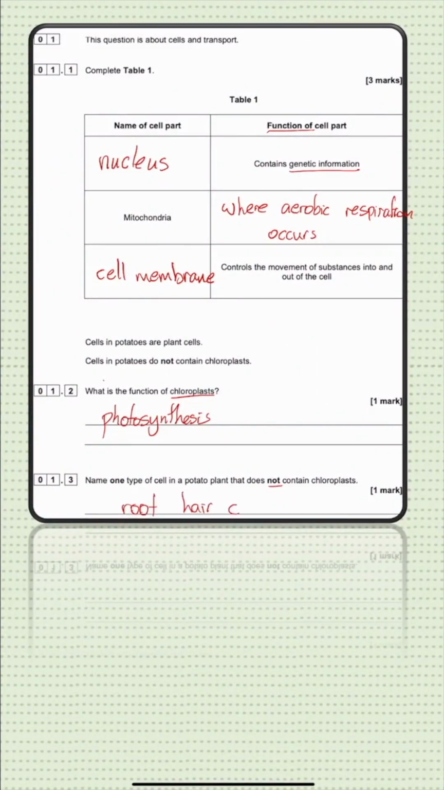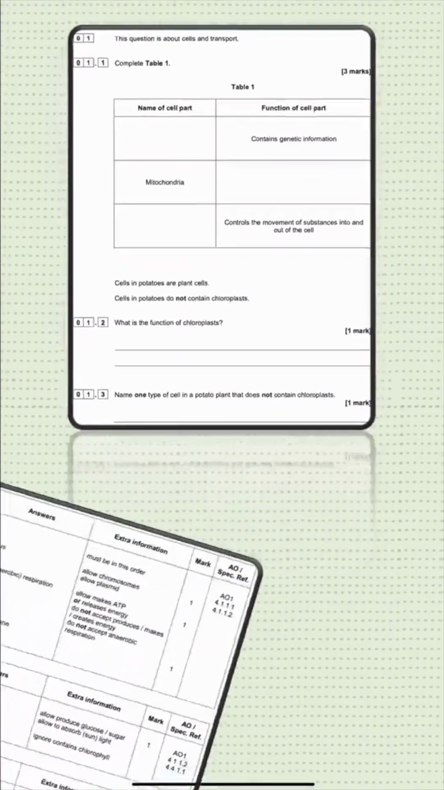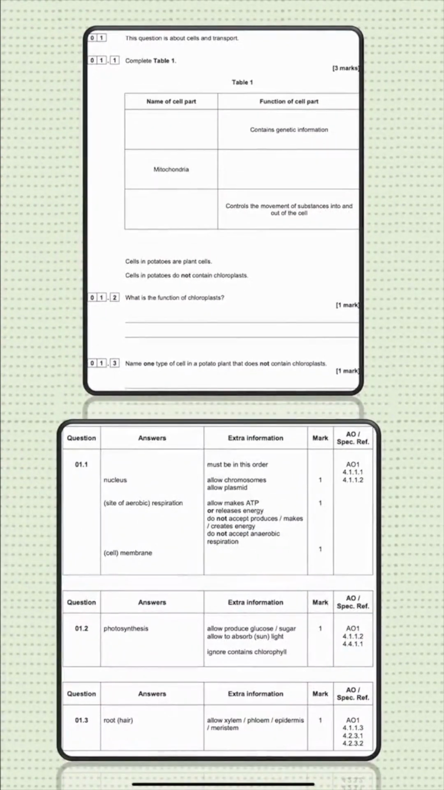Now let's compare that to what the mark scheme says. So let's get the mark scheme up. So here for the top question, nucleus, we said that where respiration happens, you can get away with saying releases energy. That should be fine. Do not say where anaerobic respiration happens. Anaerobic respiration happens in the cytoplasm. It doesn't happen in the mitochondria.